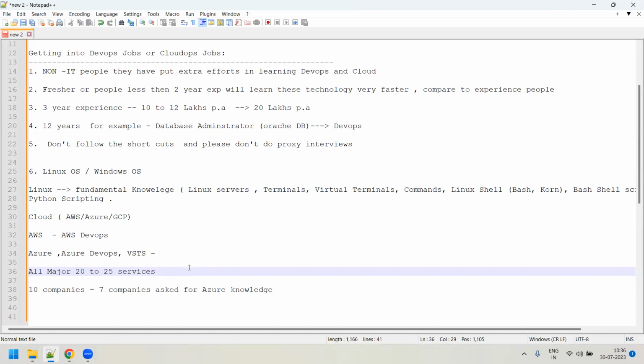For example, in AWS there's something called CloudFormation. You need to say, yes, I was building infrastructure using AWS CloudFormation also. So they'll ask you what exactly CloudFormation is. Can you write a CloudFormation template for me? Yes, you should be able to write a JSON CloudFormation template. Similarly, in Azure, there's an ARM template that you should know. So that is one service.